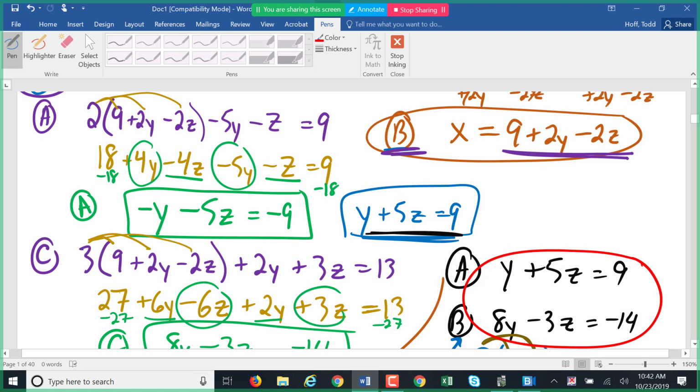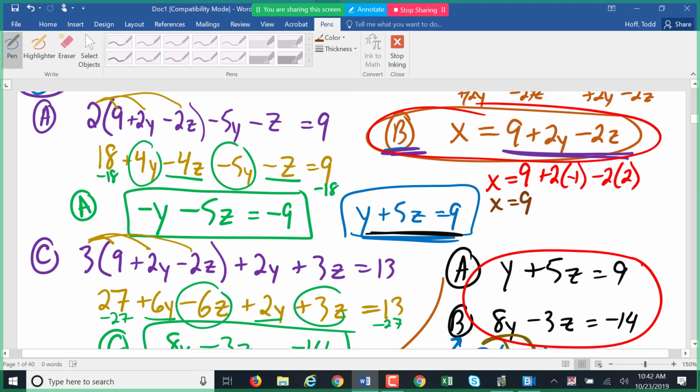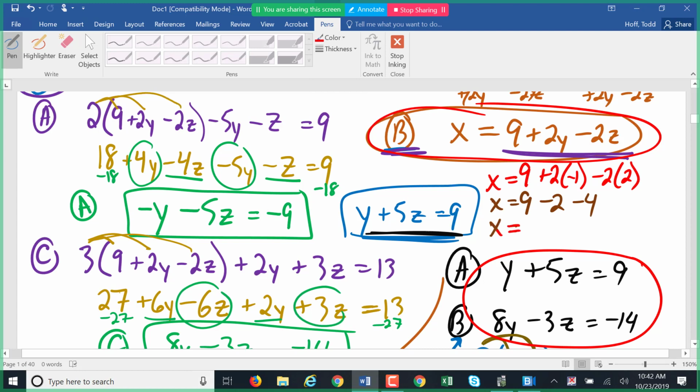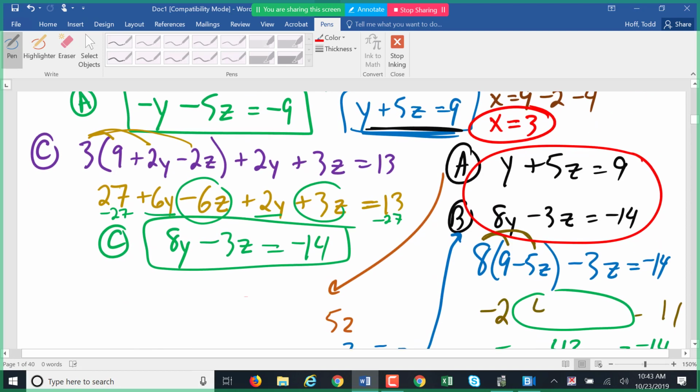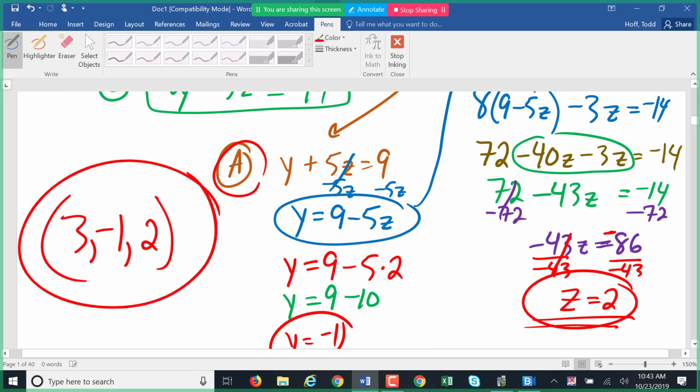Going all the way back up to here, I had equation B solved for x, so let's put those values in there. X equals 9 plus 2 times y, which is -1, minus 2 times z, which is 2. So 2 times -1 is -2. -2 times 2 is -4. 9 minus 2 is 8, minus 4 is 4. Oops, sorry, 9 minus 2 is 7, minus 4 is 3. So x equals 3. So the solution to that system, x is 3, y is -1, and z is 2. 3, -2, or 3, -1, 2. Can't make my mouth work today.